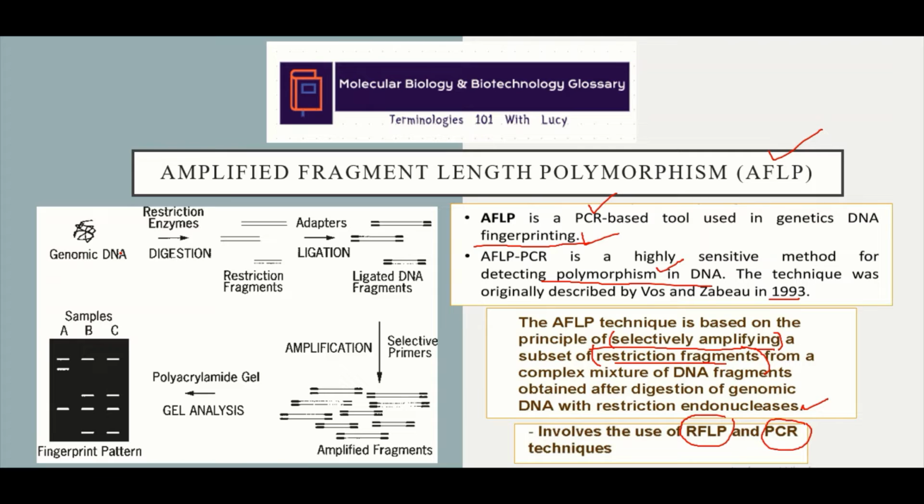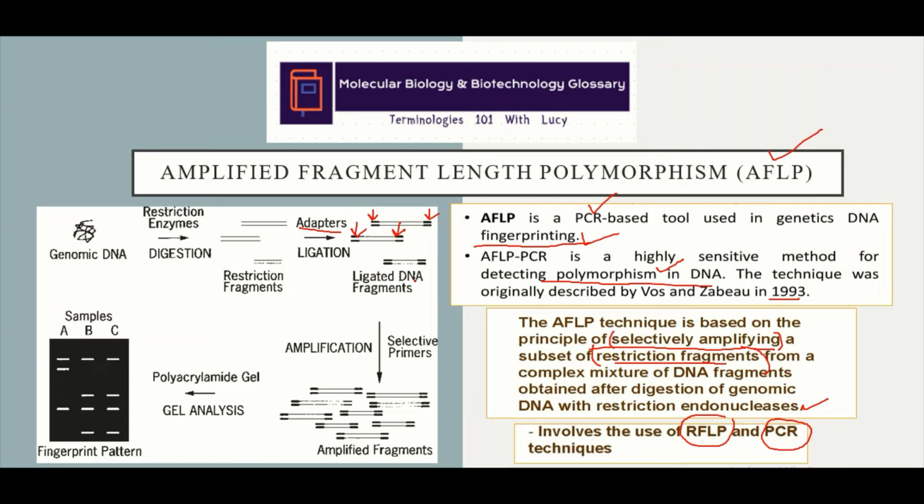You have your extracted genomic DNA from the human being, from an animal. Then you use restriction enzymes to do what we call digestion into various fragments. These are the restriction fragments. Then for selective amplification, we have to add adapters. So adapter ligation, we add various sequences to the ends of our fragments. These are what we call adapters.